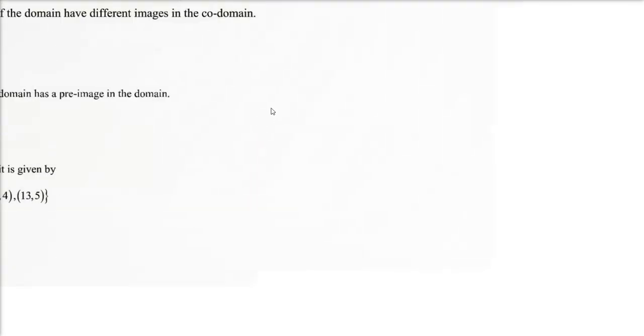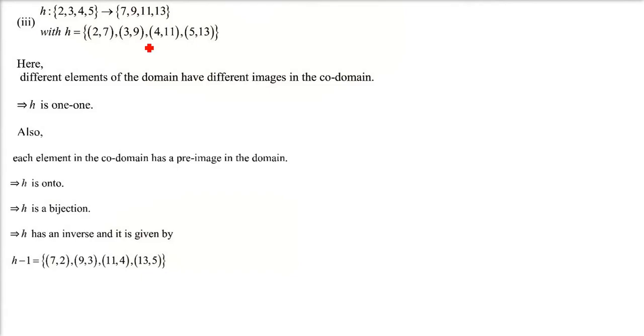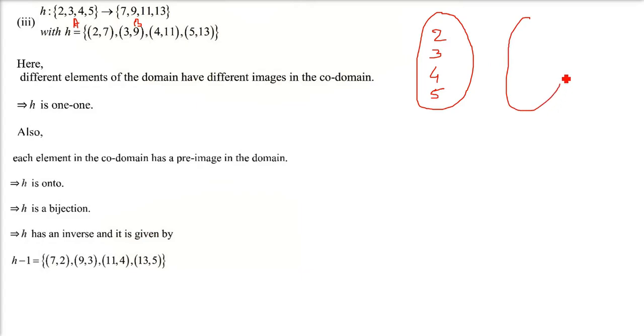Third one now. Just match it first, the way I told you just now. A, B, so 2, 3, 4, 5 and then we have 7, 9, 11, 13. So 2 to 7, map it. 3 to 9, 4 to 11 and 5 to 13.